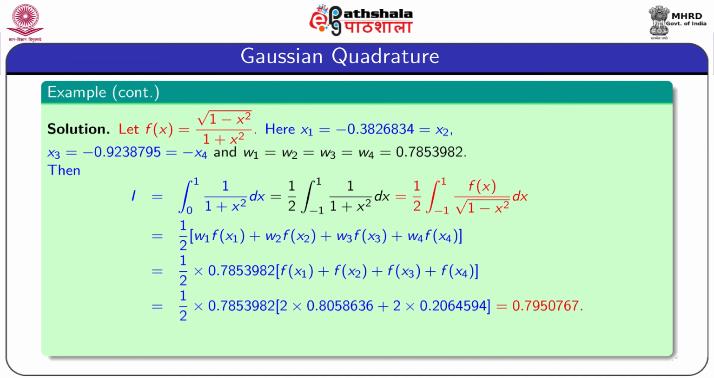0.7950767, and the exact value is pi by 4, which is equal to 0.7853982. Therefore, the absolute error is 0.0096785. That means the integration is correct up to 2 decimal places. So this value is obtained from the 4-point Gauss-Chebyshev quadrature formula.